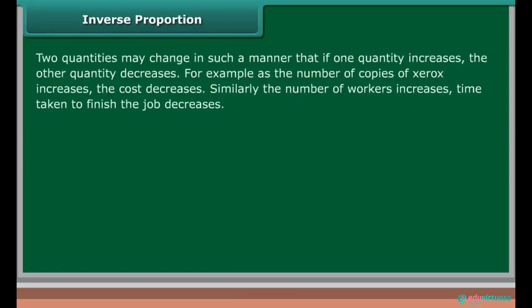Inverse proportion. Two quantities may change in such a manner that if one quantity increases, the other quantity decreases. For example, as the number of copies of Xerox increases, the cost per copy decreases. Similarly, as the number of workers increases, the time taken to finish the job decreases.